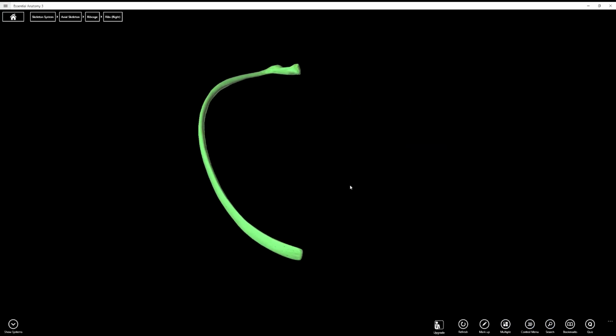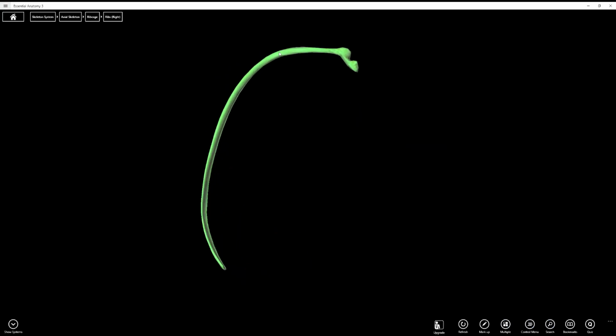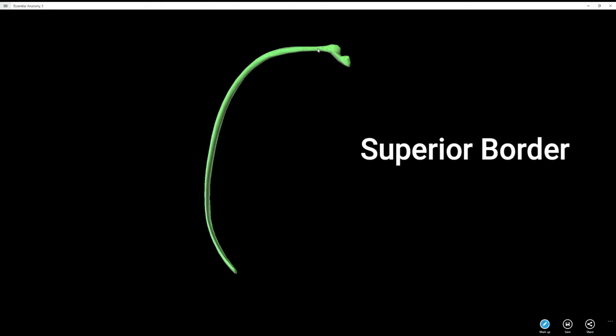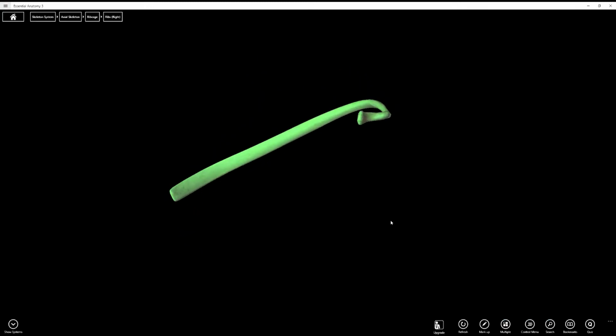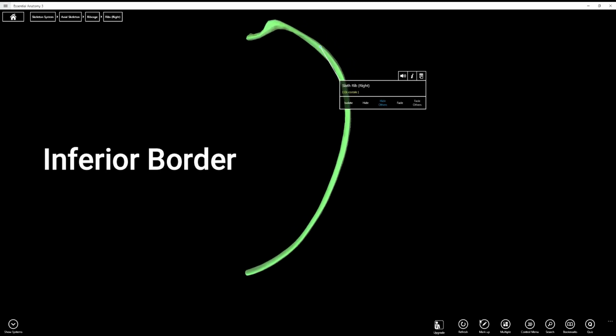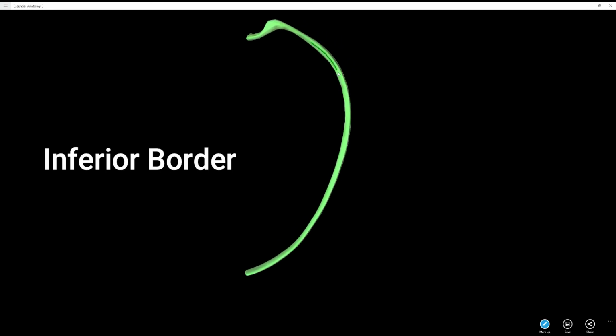Now the rib also has borders. The top border here, which is thicker, would be called the superior border. So not the whole thing like the body, but just the top, the peak of the rib is the superior border. And then the sharper border below would be the inferior border of the rib.